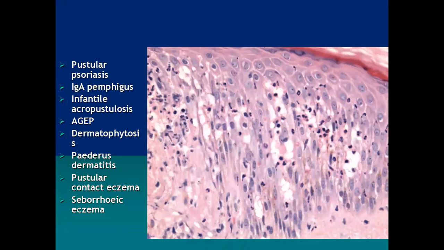Now, this is a picture in which spongiosis is associated with neutrophils. With the presence of neutrophils in spongiosis, the first and foremost diagnosis is pustular psoriasis or psoriasis. The second diagnosis is dermatophyte infection. Then acute generalized exanthematous pustulosis, pityriasis rubra, pustular contact dermatitis, and the only eczema that is typically associated with neutrophils and spongiosis is seborrheic eczema.